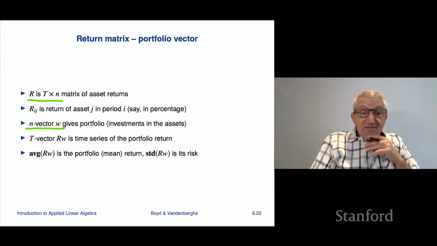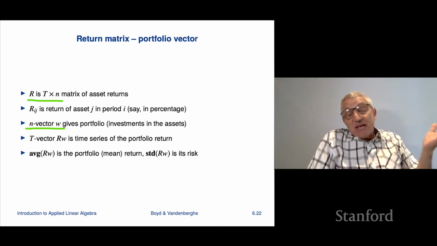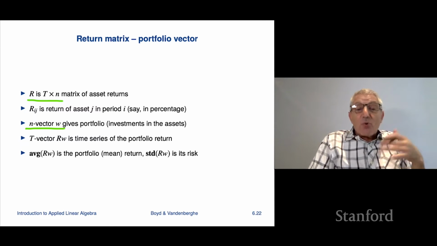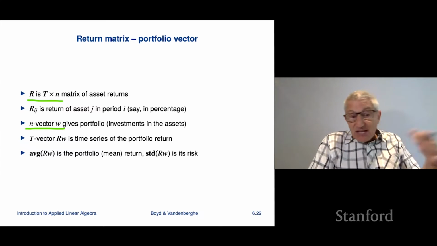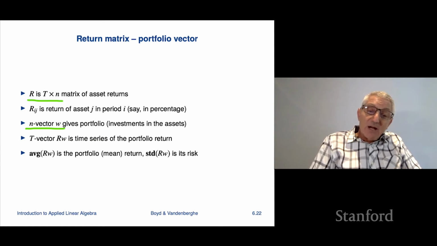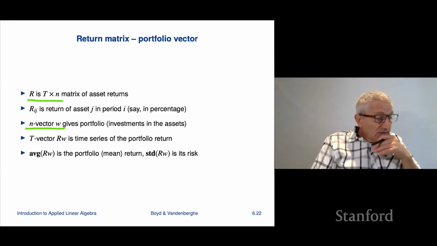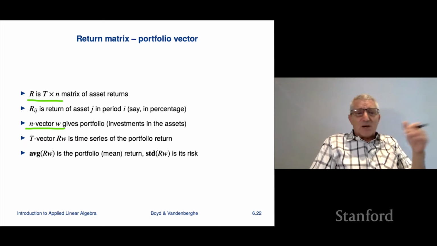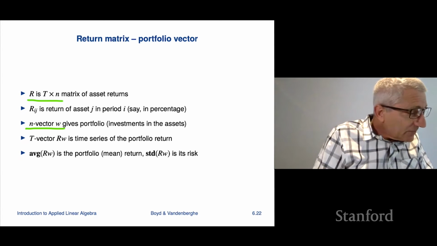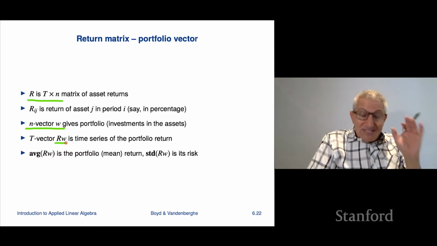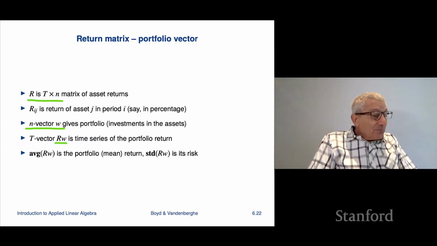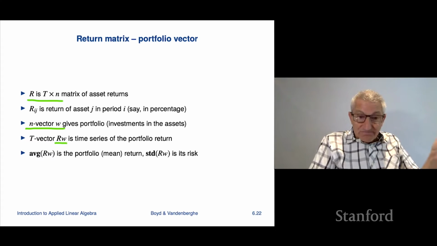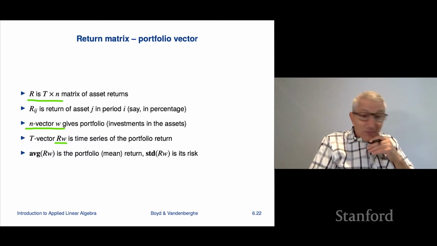It gives you the investments in the assets. They could add up to 1, in which case it tells you the proportional investments, like 10% of my portfolio is in asset 1, 20% in asset 2. It could even have negative numbers, which represents short positions, negative ownership. I think we talked about that before. It's weird, but it's possible. And then Rw, by multiplying the matrix times the weights, gives you a vector, the time series of your portfolio return. It's really cool, right?